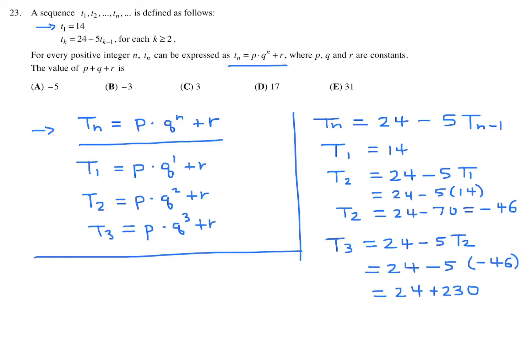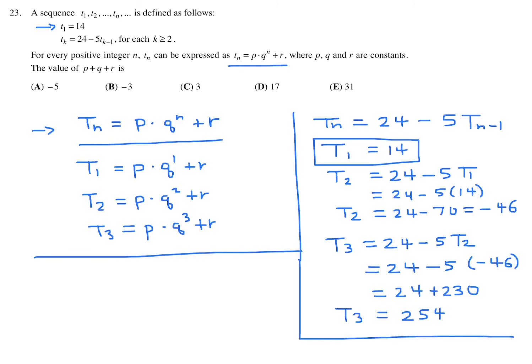So this looks like 254 for T3. Okay? So far, I hope there's no confusion here. I just figured out T1, 2, and 3. So the good news is we've got some integer values. T1 is 14, T2 is right here, it was negative 46, and T3 is 254. Okay?